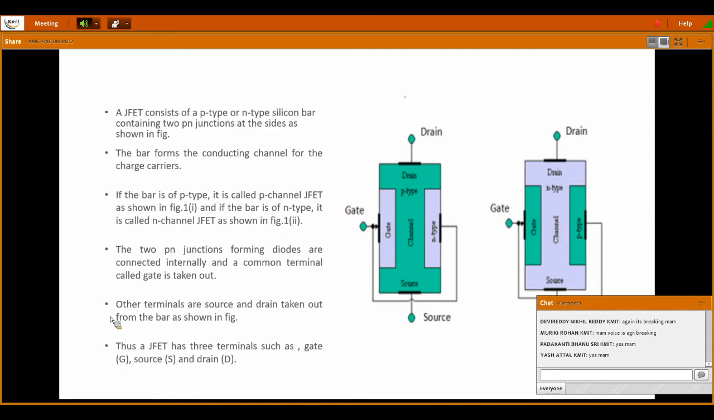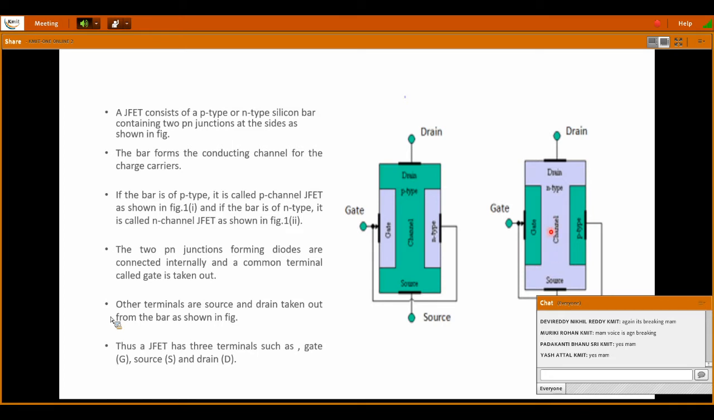So FET has three terminals. Drain and source are taken from the common material, that is, N-type material if it is for an N-channel JFET, and P-type material if it is for a P-channel JFET. Okay, so this is the basic construction, and the channel is also made up of N-type.